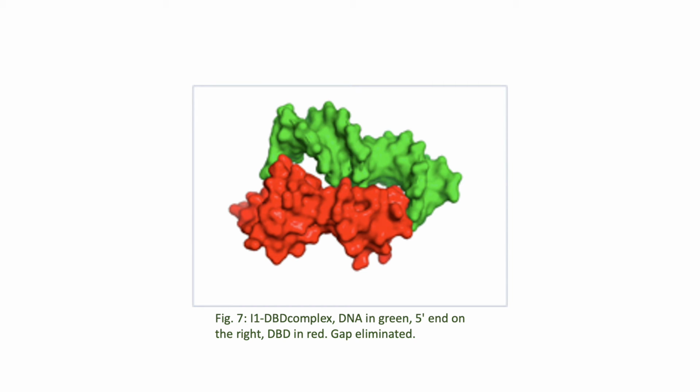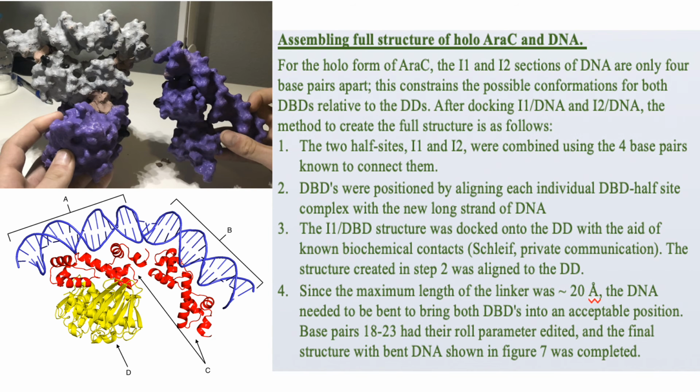Shown here is the same I1 DBD complex shown previously, but as you can see, the large gap has mostly been removed, and an important biochemical contact between the DNA and DBD is now made that was not previously made. After we had successfully created a model for the I1 and I2 half sites with their corresponding DBDs, we moved on to modeling the full structure of AraC.